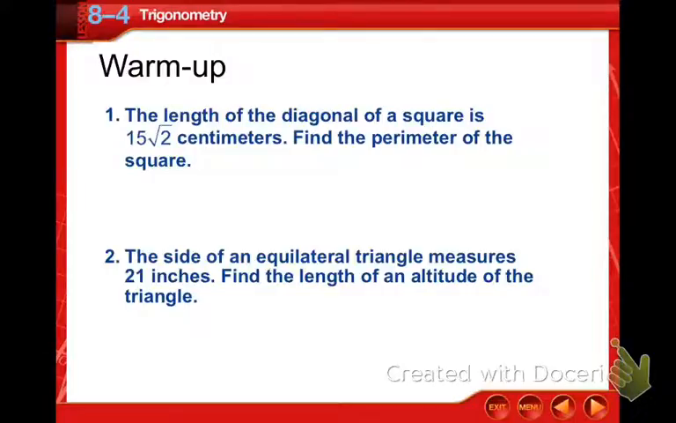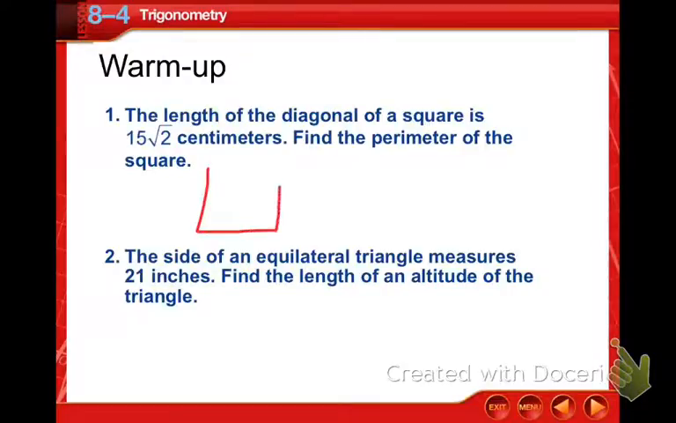Number 1 here for the warm-up. We have to find the length of the diagonal of a square is 15 square root 2 centimeters. We need to find the perimeter. So we need to draw a picture first.